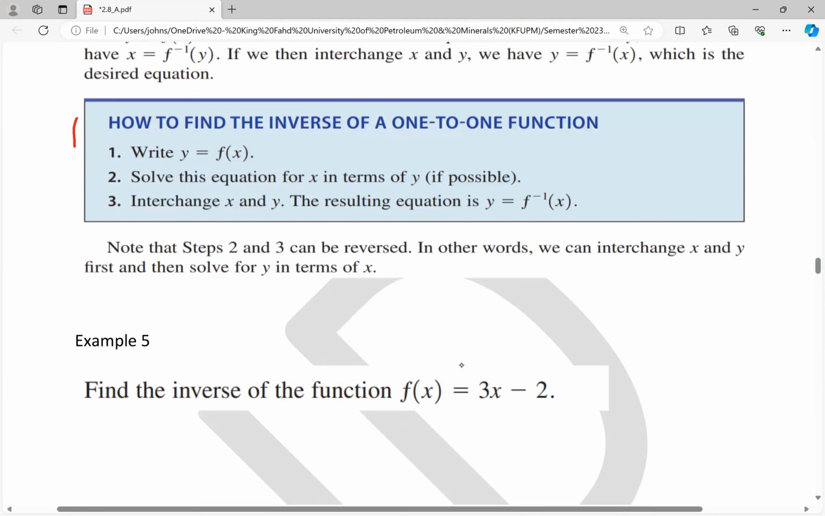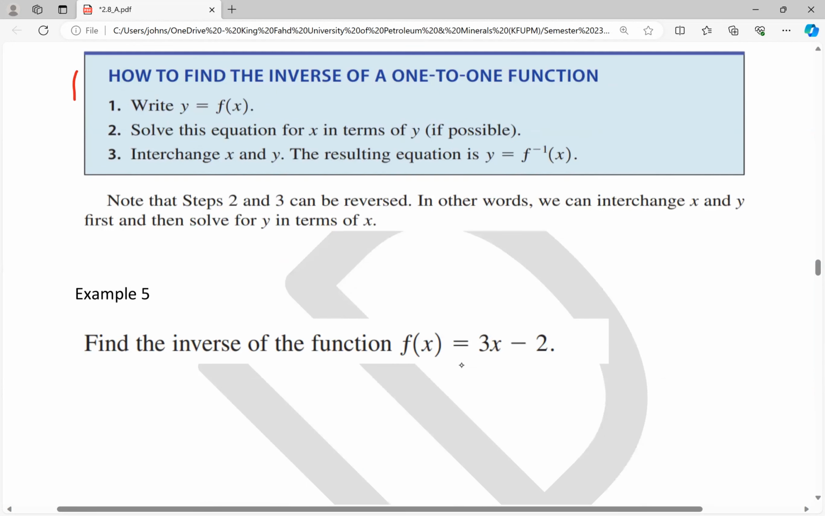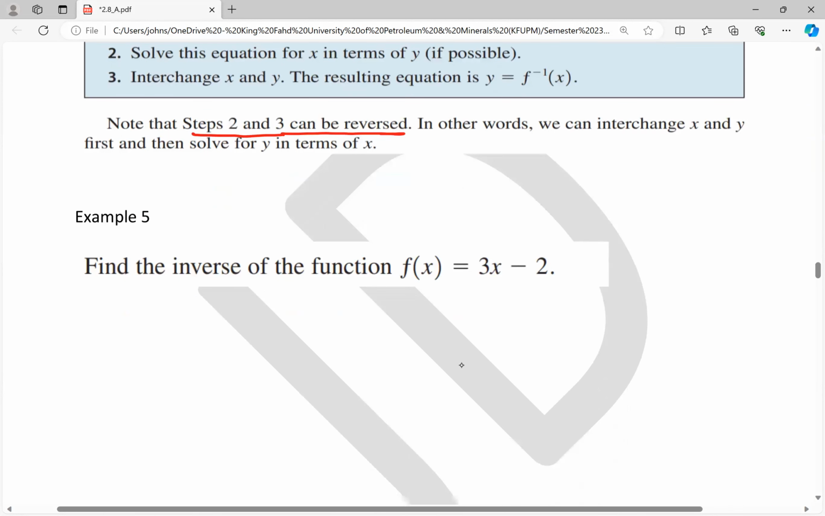So let's go straight to example 5. Now there is a note here that step 2 and step 3 can be reversed. So it means you can do step 3 before you do step 2. It's still going to be the same. So let's solve this example.